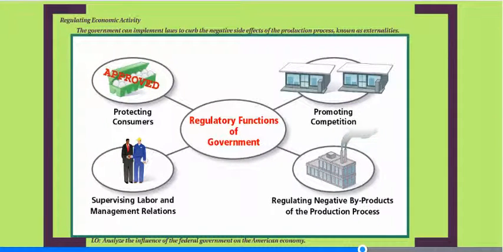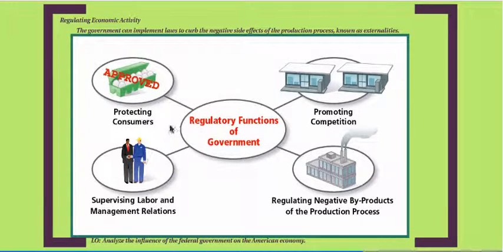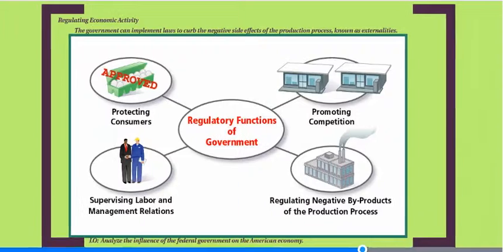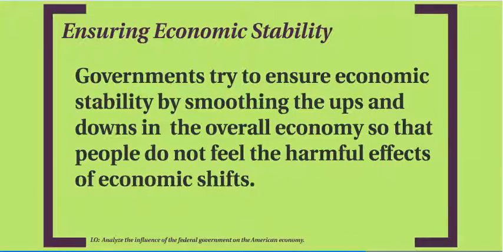And here's a look at government regulatory functions. The government is responsible for protecting consumers, promoting competition, reducing the negative byproducts of the production process, and supervising labor and management relations. Governments try to ensure economic stability by smoothing the ups and downs in the overall economy so that people do not feel the harmful effects of economic shifts.